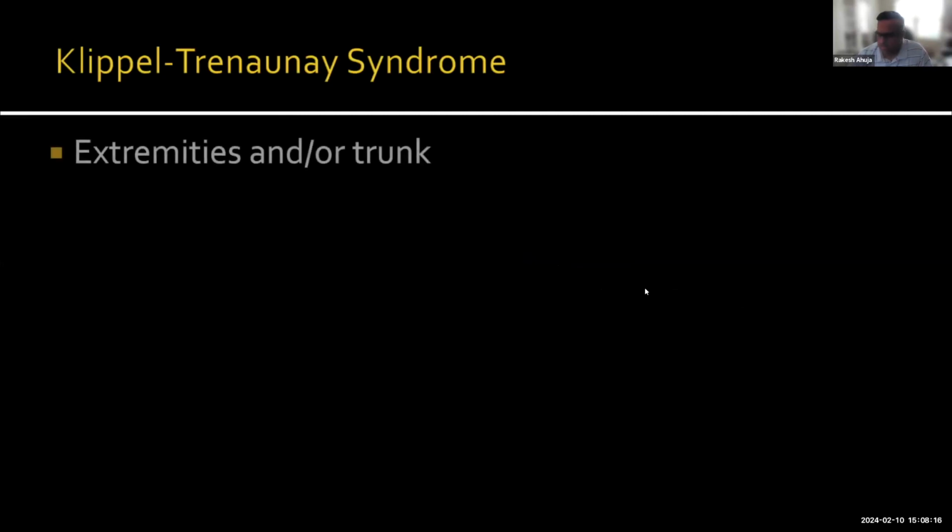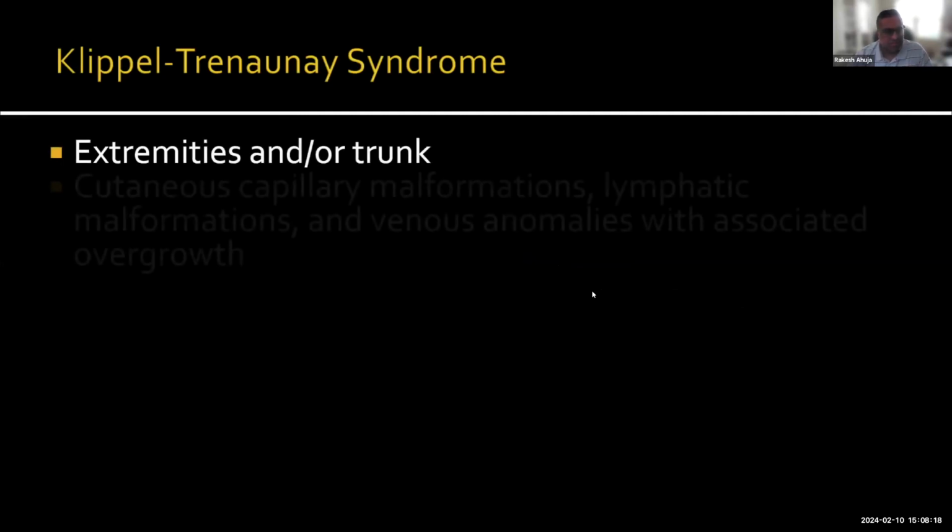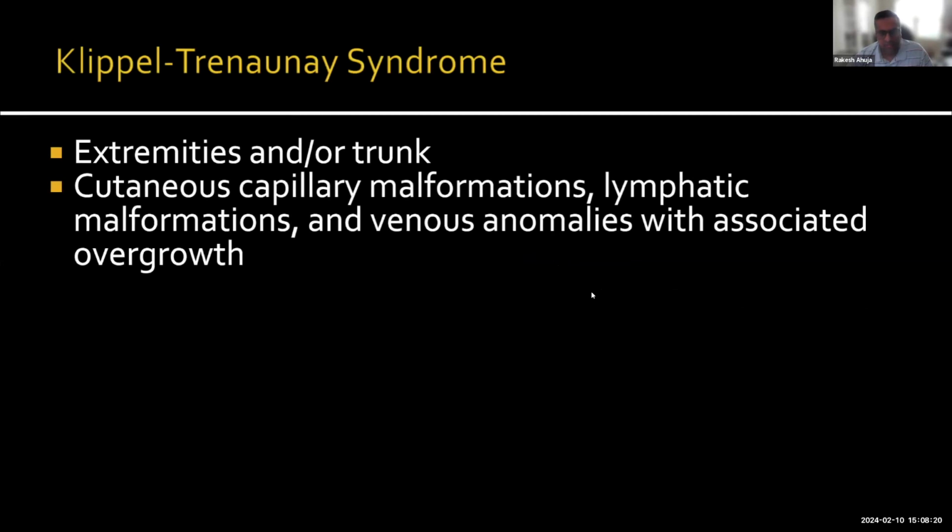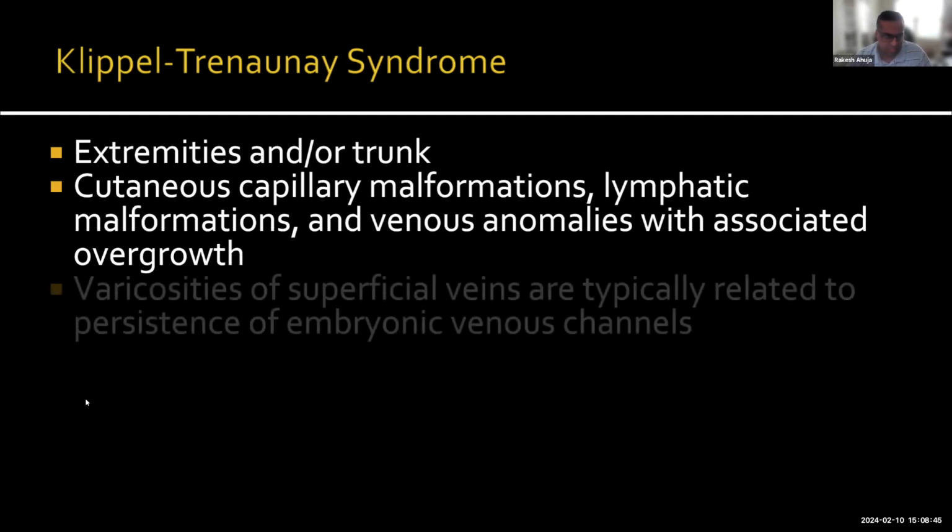These patients usually have extremities and or trunks involved, and they have capillary malformations, lymphatic malformations, and venous anomalies which are associated with overgrowth. The big giant lymphatics that come with this are because of the big, huge venous anomalies which need to drain, and when the venous drainage seeps out, it goes into the lymphatic system, and that's why the lymphatic system grows. It's not the other way around. There is nothing called veno-lymphatic malformations.